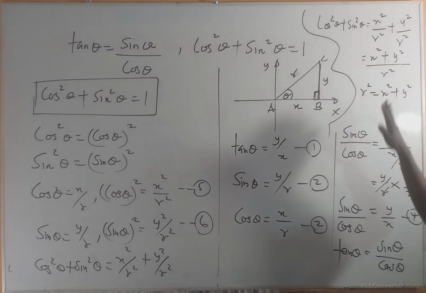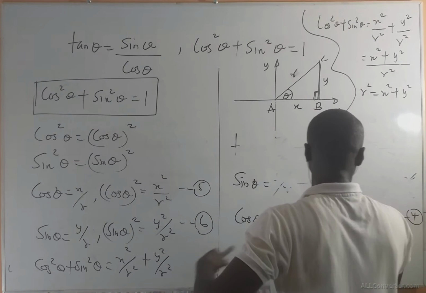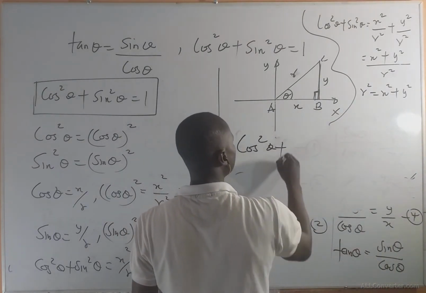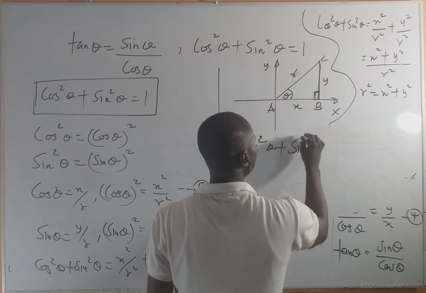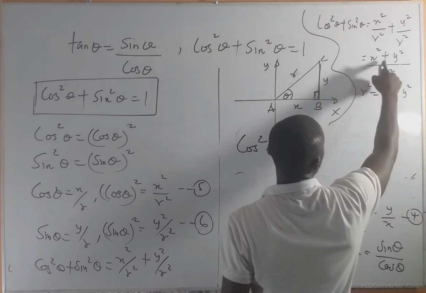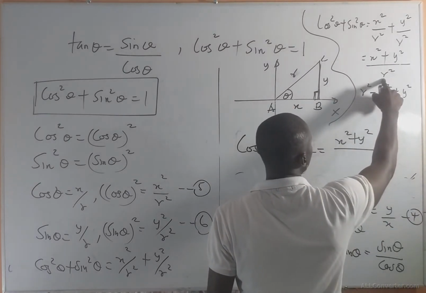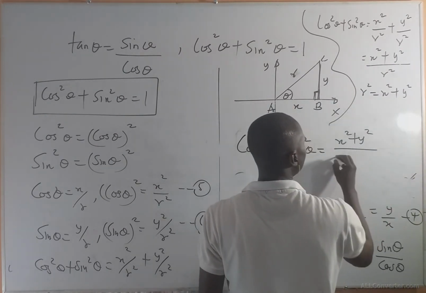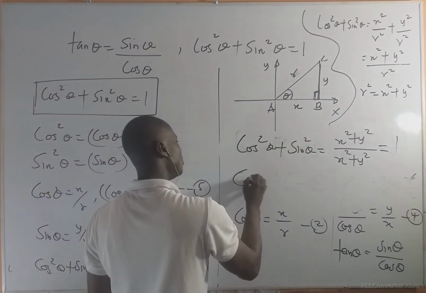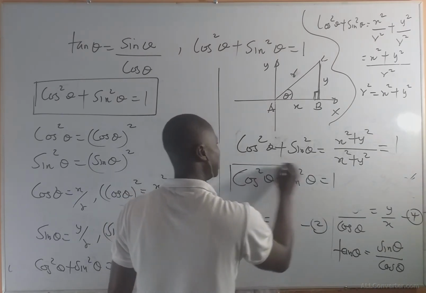If that is what is happening, then we can write, since we have already proved that identity, that cos square theta plus sine square theta is equal to this. Take note that we have x square plus y square up there over r square. And now r square is equal to x square plus y square. So this over the same thing is 1. So that is where the proof is coming from, that cos square theta plus sine square theta is equal to 1. And that is the identity.